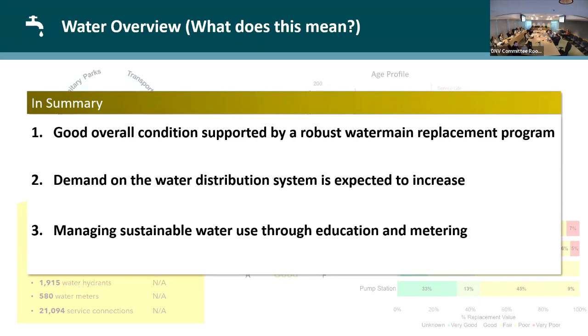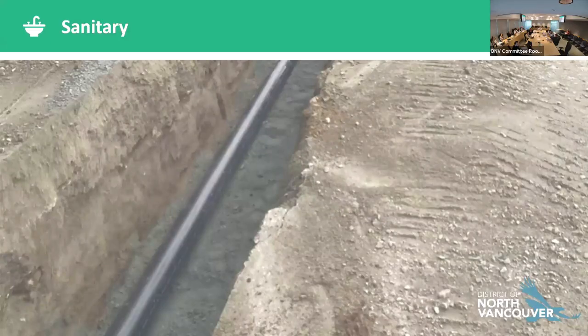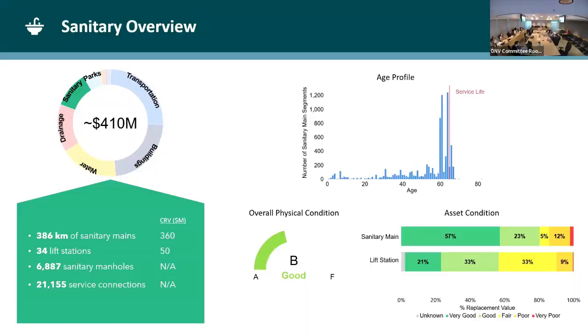The last item here, the third item to share with you, is that to help manage demand and support conservation, one of the areas being implemented are having water meters installed on new developments and on building permits over a certain value, which is $300,000. And we know that this was a recent discussion with council, and staff are in the process of preparing their report back to council on that matter. Next, we'll look at the sanitary system.